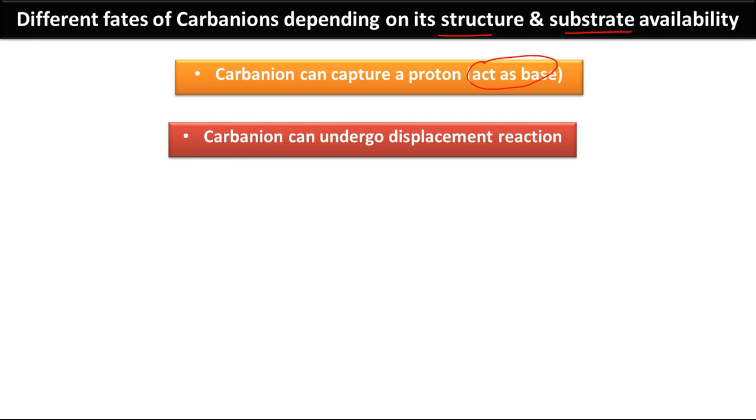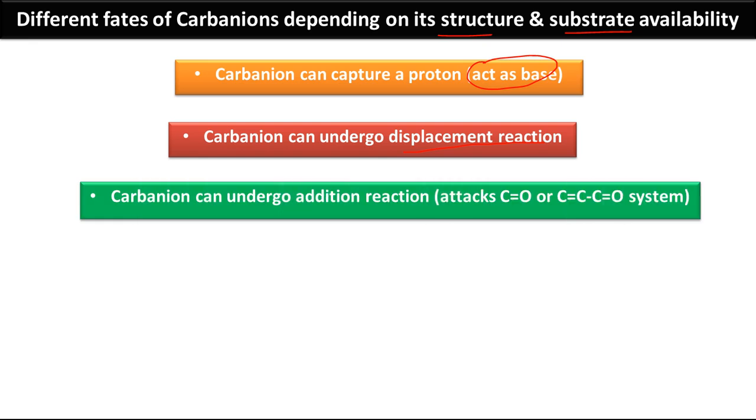The second fate that is possible is that it can undergo a displacement reaction. It will attack another center where some good leaving group is present. So displacement, that is substitution reaction, is possible. The third fate is that Carbanion can undergo addition reaction. If we have any C=C double bond near a C=O, or any C=O, it is also possible with C=C, then the pi bond will be broken when the Carbanion attacks this carbon. So that is another type of fate.